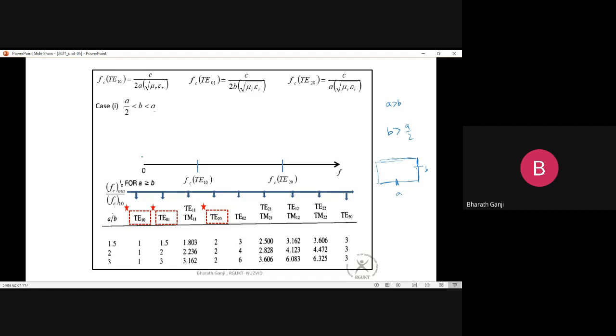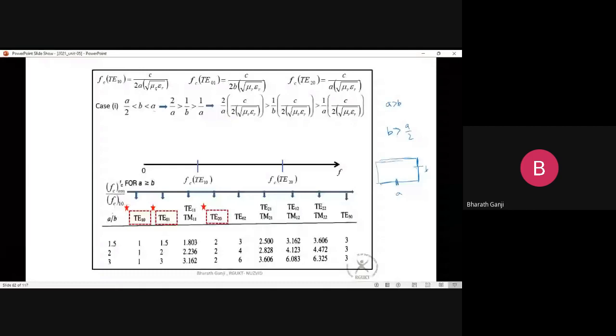In that scenario, where do you think the T01 will be? Let us see where it will be. I can write A/2 less than B less than A, so 2/A will be greater than 1/B greater than 1/A. Because C by 2 square root of mu r epsilon r is a positive number, I can multiply a positive number on all the inequalities. So I multiplied by C by 2 square root of mu r epsilon r, and here the 2 cancelled.